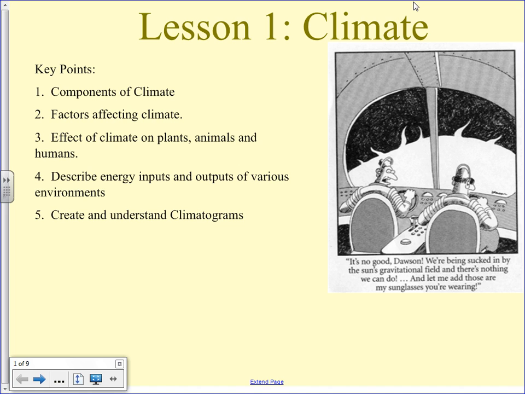We're also going to look at, most important thing, factors that affect climate. The effect of climate on plants, animals, and humans. Inputs and outputs in terms of energy. We talked about input energy, output energy in the last unit. And we're going to look at something called climatograms, which are an important tool in terms of climate analysis, climate comparison, and looking at factors that affect climate in different places. And we'll do an activity on that tomorrow.